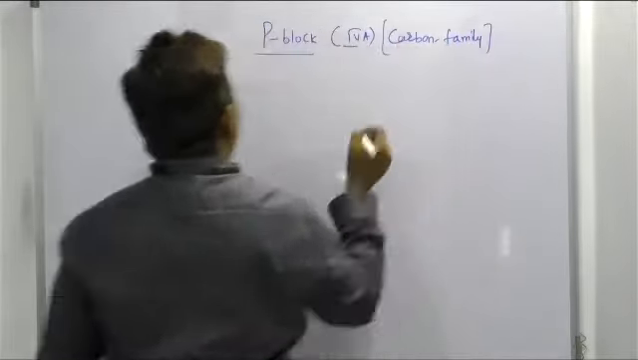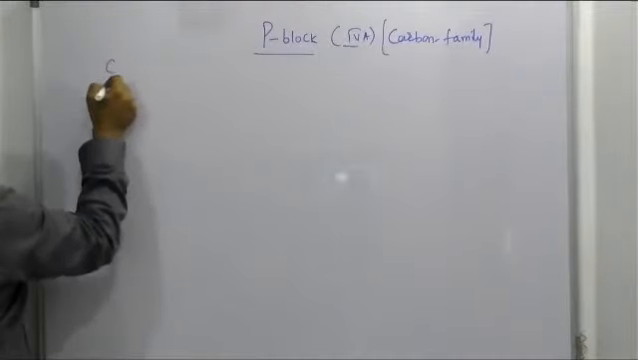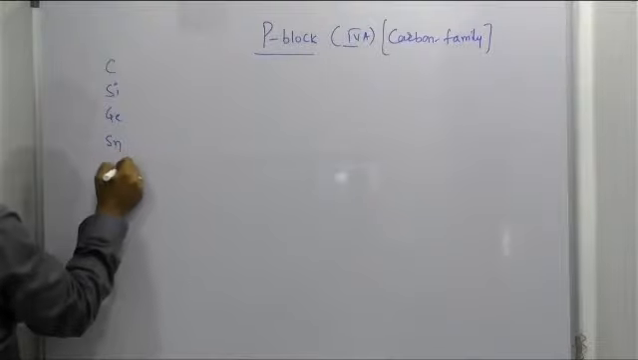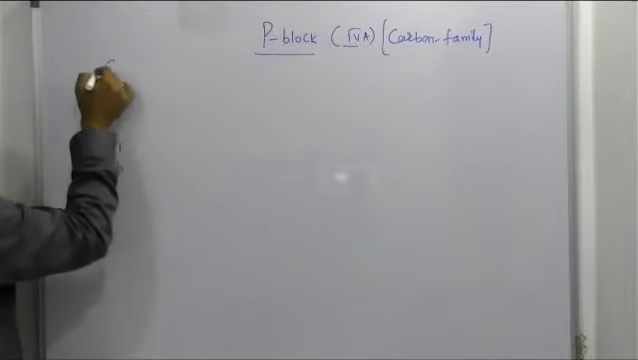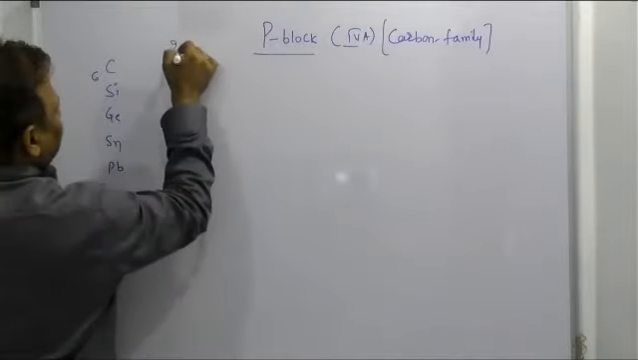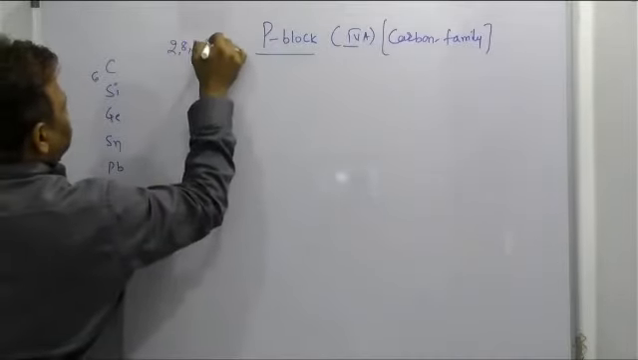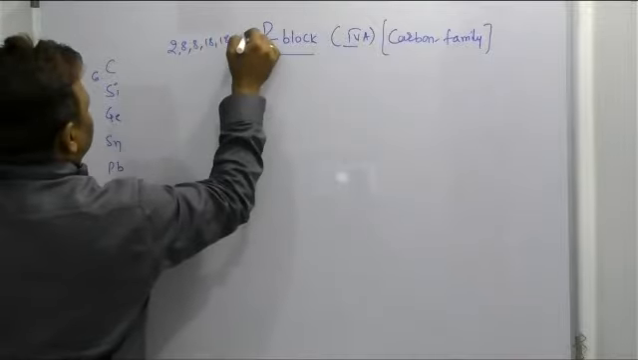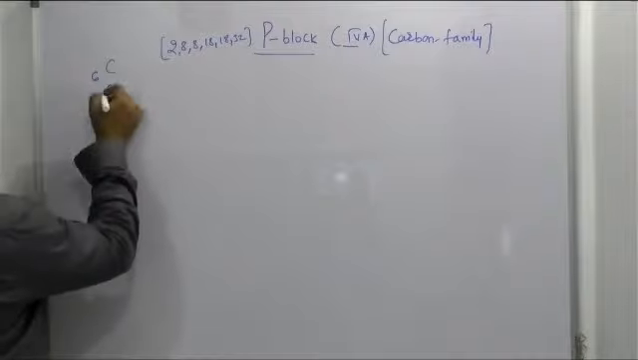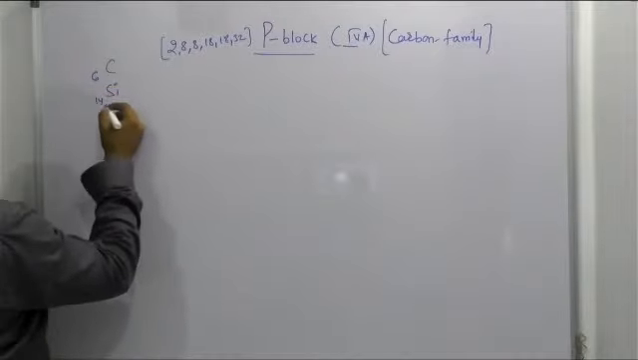But what are the elements present in it? Carbon, silicon, germanium, tin, and lead. If you know the atomic number of one element, we can write the atomic number of the other elements by knowing the magic number. Right, beta? Silicon becomes what? 14, because 6 plus 8.